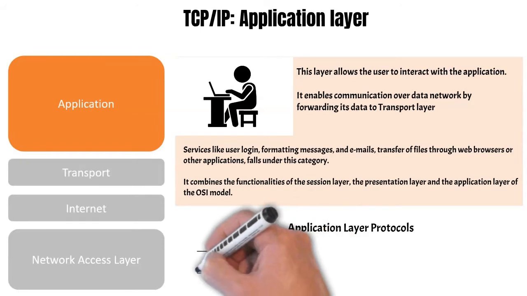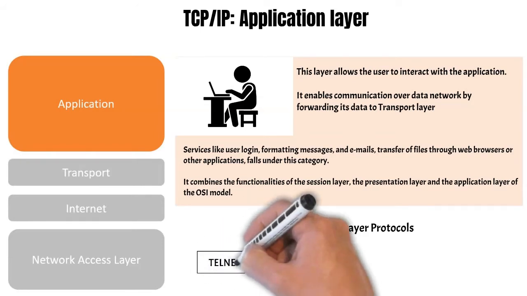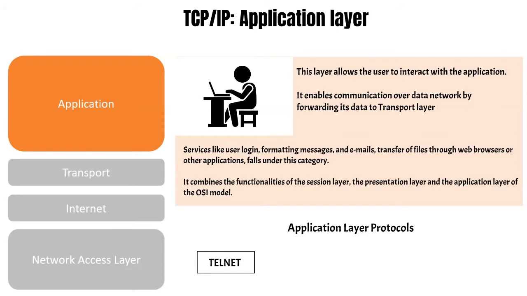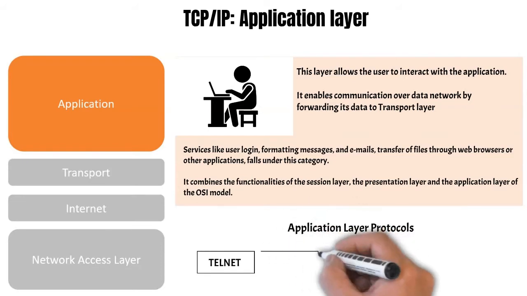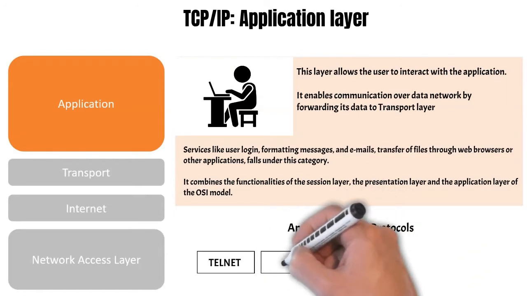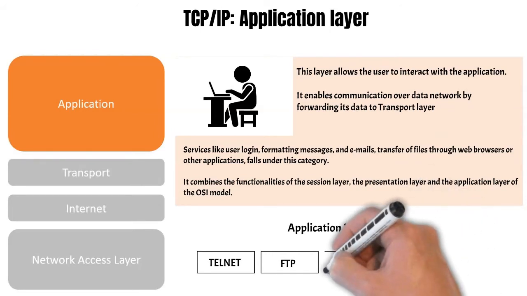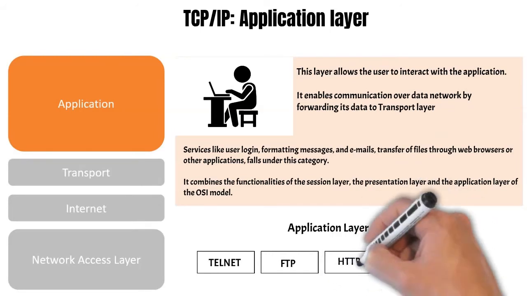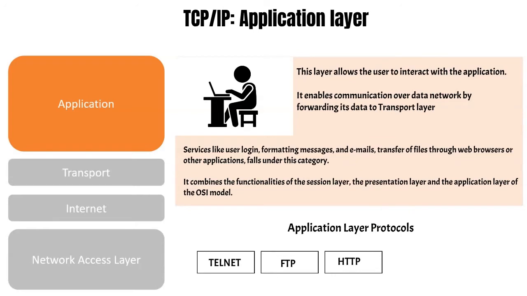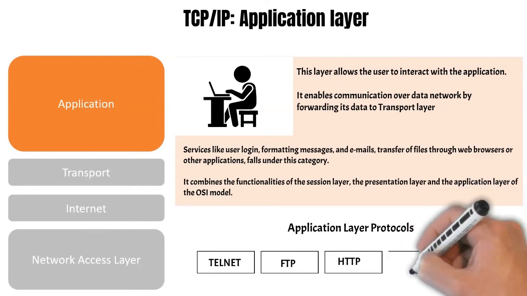Telnet. Telnet provides bidirectional text-oriented services for remote login to the host over the network. File Transfer Protocol or FTP is a client-server based protocol for transfer of files between client and server over the network. Hypertext Transfer Protocol or HTTP is the underlying protocol for the World Wide Web. It defines how hypermedia messages are formatted and transmitted. It gives the user a way to interact with web resources.